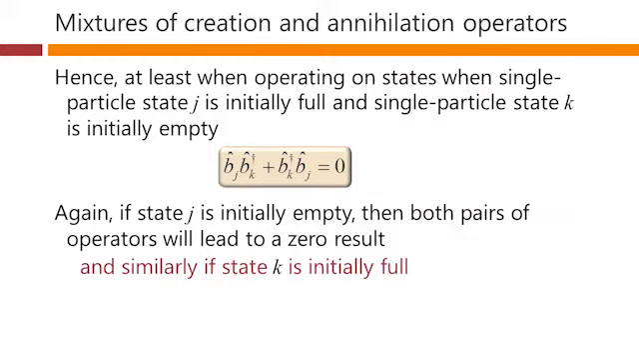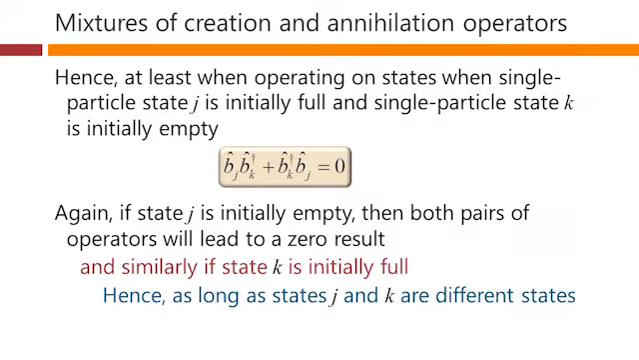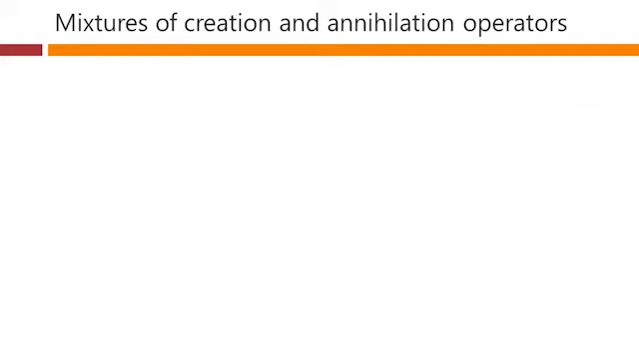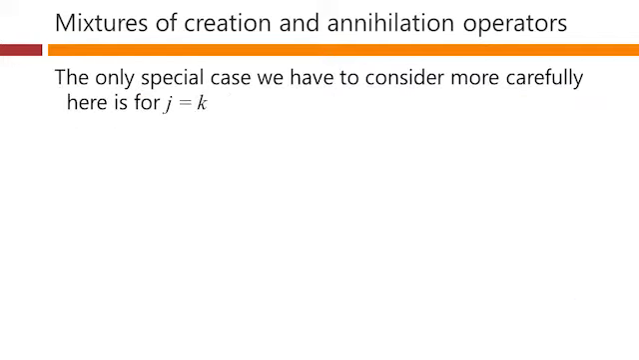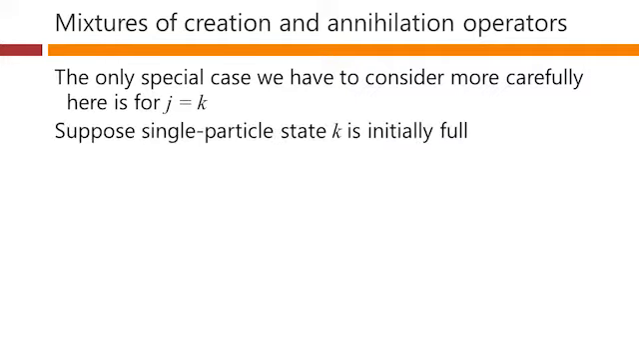And similarly, if state K is initially full, then these operators, which are trying to create another particle in single particle state K, are going to lead to zero-length vectors. So, as long as states J and K are different states, this relation is universally true with the zero operator on the right here. So the only special case we have to consider more carefully is, as we said, this one when J and K are the same state.